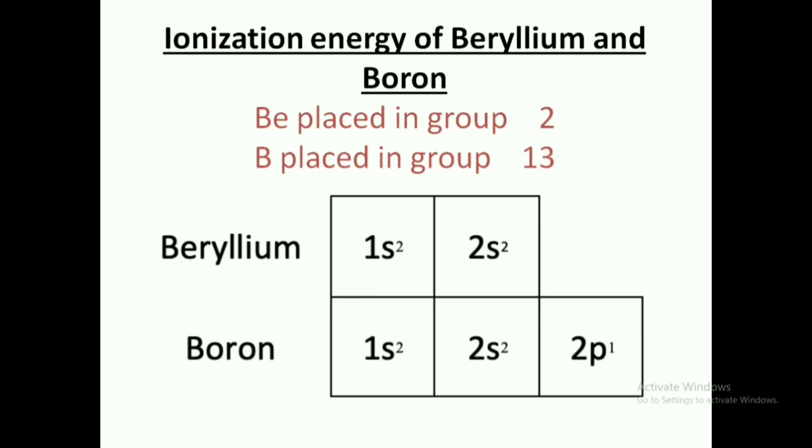Since beryllium has a fully filled outermost shell, it is difficult to remove one electron from beryllium. That is the exception. In this example, beryllium has higher ionization energy than boron. Although according to the general rule ionization energy increases from left to right, in the case of beryllium and boron, it is different.